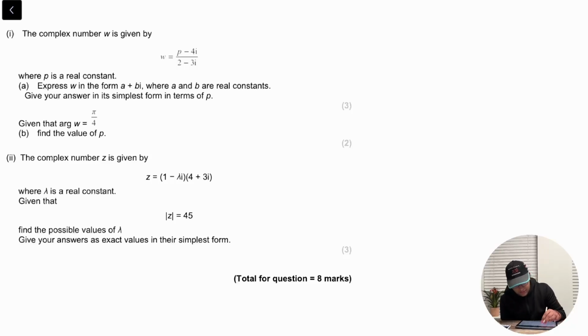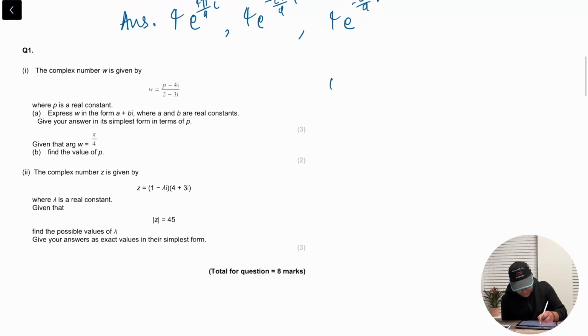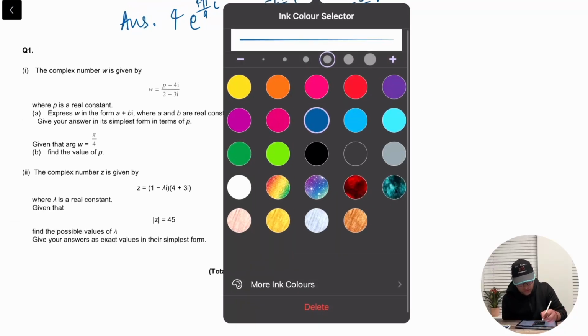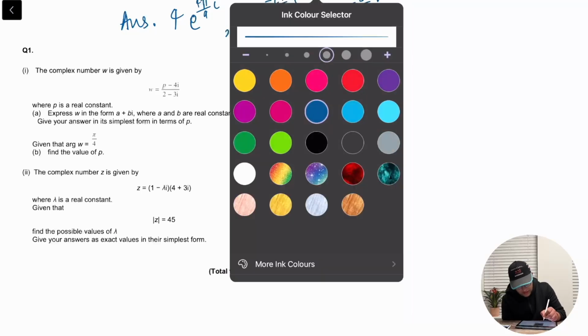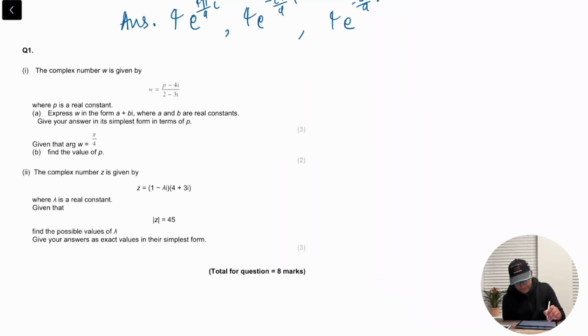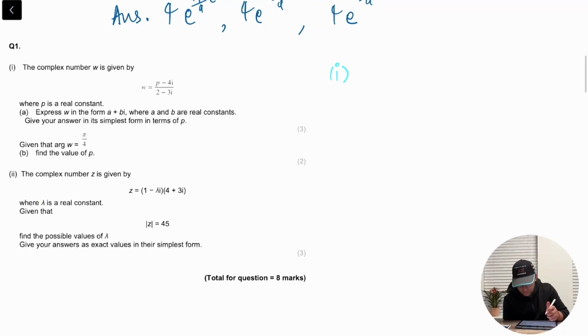Okay, so let me just do that on the right here. So part I of this question. Let's do it in a different color so that you know what's what. We can do it in a light blue. Cool. So part I. Rationalizing just means that you use the complex conjugate and multiply both the numerator and the denominator by the complex conjugate of the denominator of the actual thing.